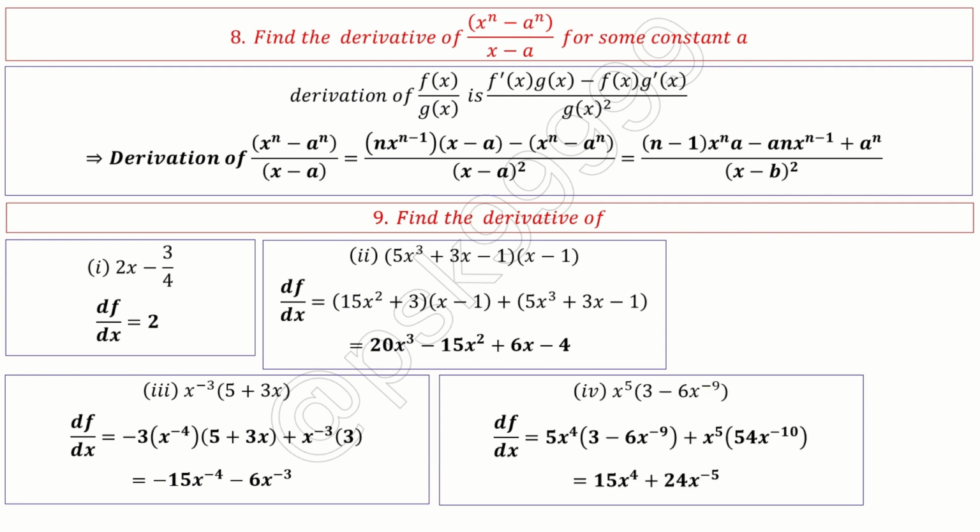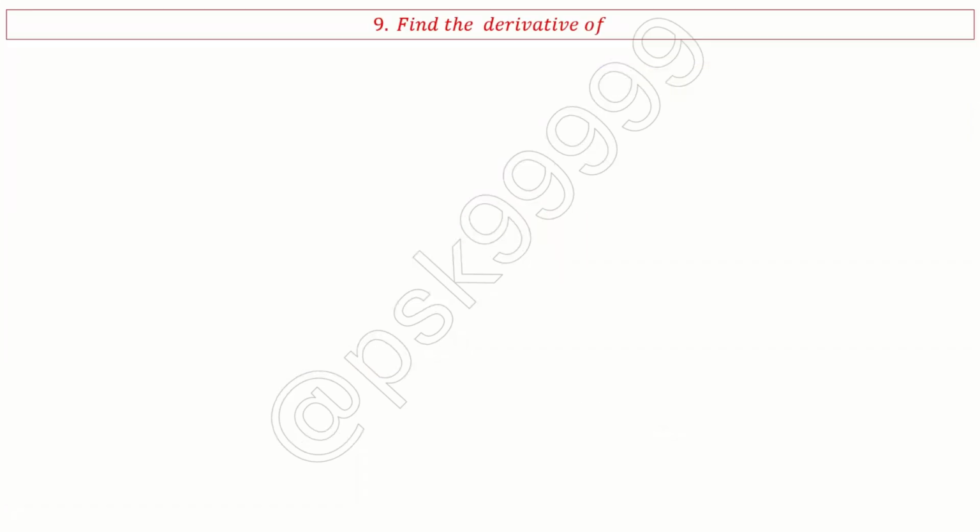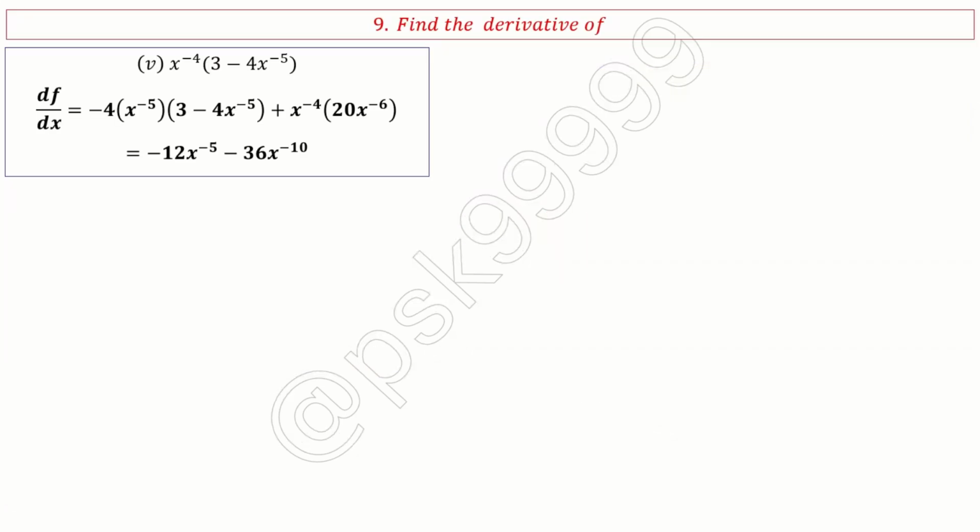Next, x to the power of 5 into 3 minus 6 x to the power of minus 9. Again, same way, you will do it using the f of x into g of x derivation. You will apply it, and this is the answer. Next, x to the power of minus 4 into 3 minus 4 times x to the power of minus 5. Here also you apply, this is f of x, this is g of x. Then you apply f of x into g of x, which is easy actually.